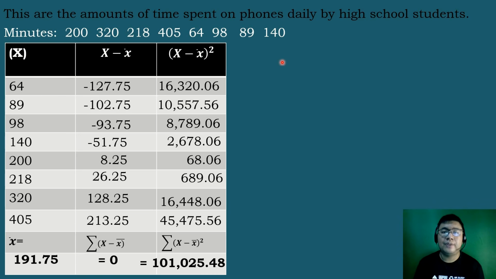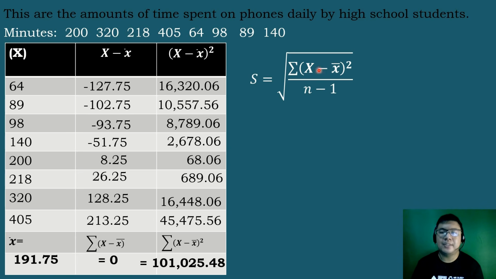After we have filled out all the values on the table, we will now identify if we are dealing with a sample or population. So in this problem, we are only dealing with a sample because our problem is all about the amount of time spent on phone daily by high school students. So we have only 8 data samples. So 8 students participated in the survey. Because we are dealing with a sample, we will use the formula S is equal to the square root of the summation of the quantity of each value minus mean raised to the second power all over n minus 1.